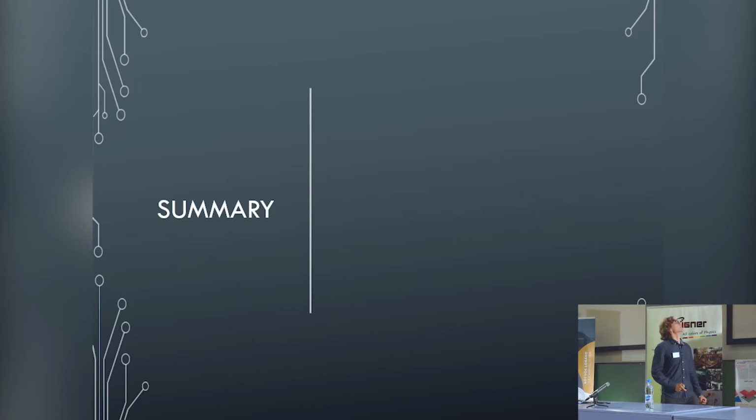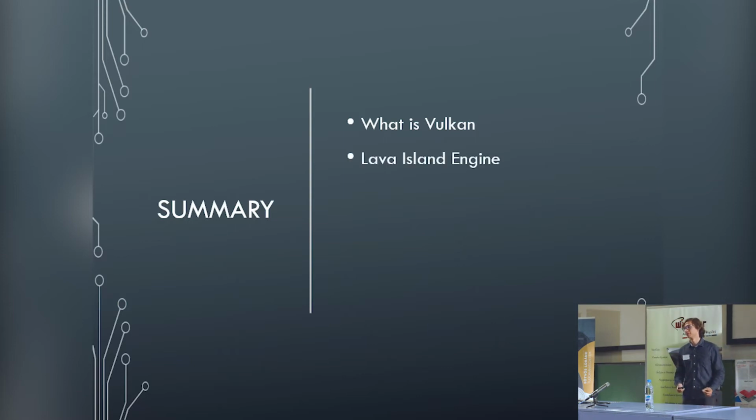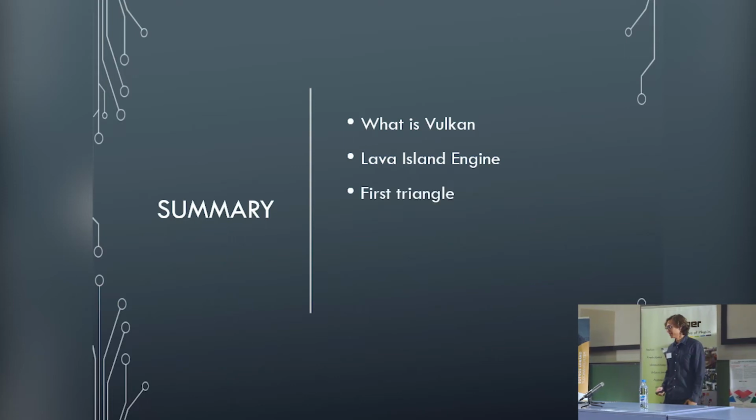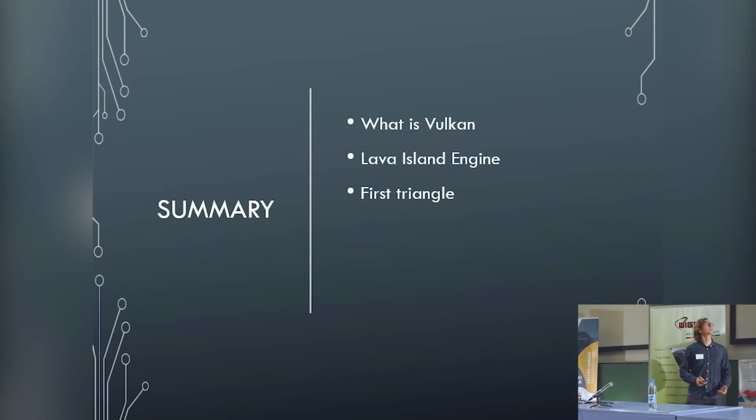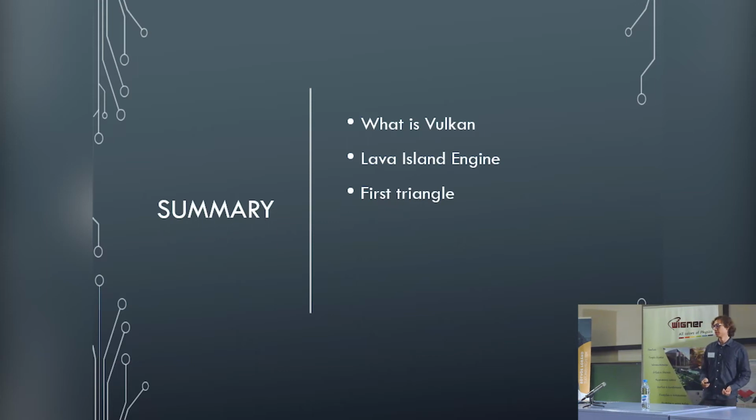At first, I will talk about what Vulkan is in a general way. Then I will present my little library. I named it Lava Island Engine because it's from Vulkan, and you can shorten it as LIE. Then I will talk about how to draw our first triangle with my little wrapper library and how it looked like in Vulkan.